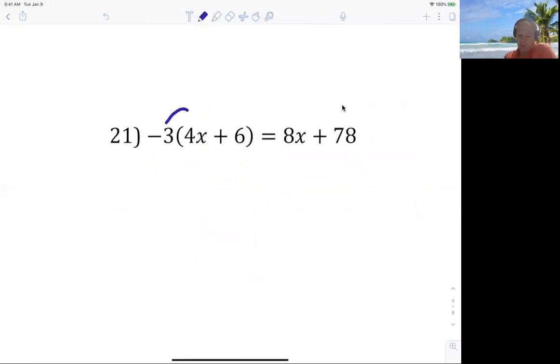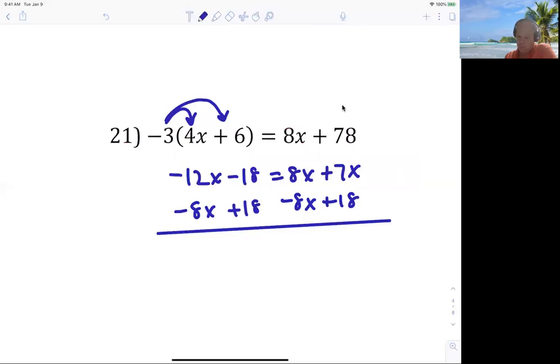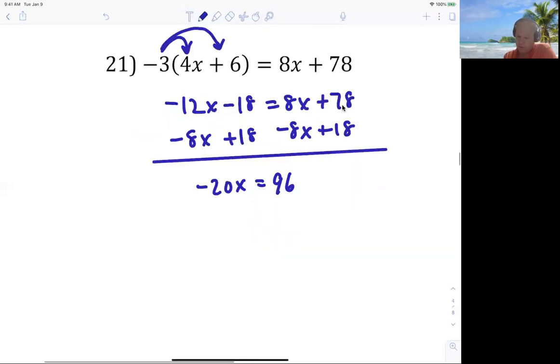Again, distributing. -3 times 4x. -3 times +6. Variables on the left. Numbers on the right. -20x equals, sorry, I really wrote x there instead of an 8. That was going to be 96 divided by -20.